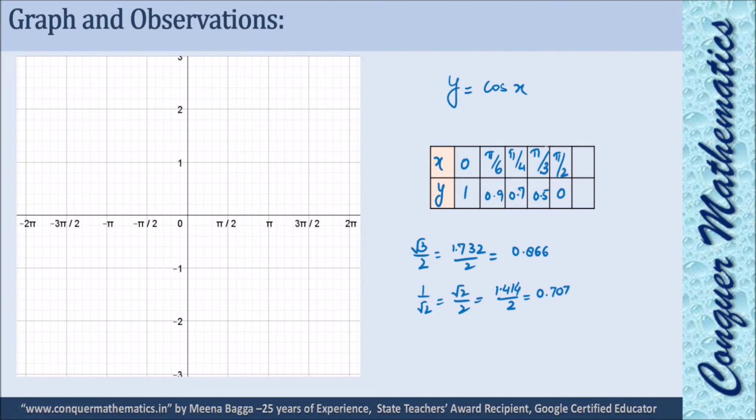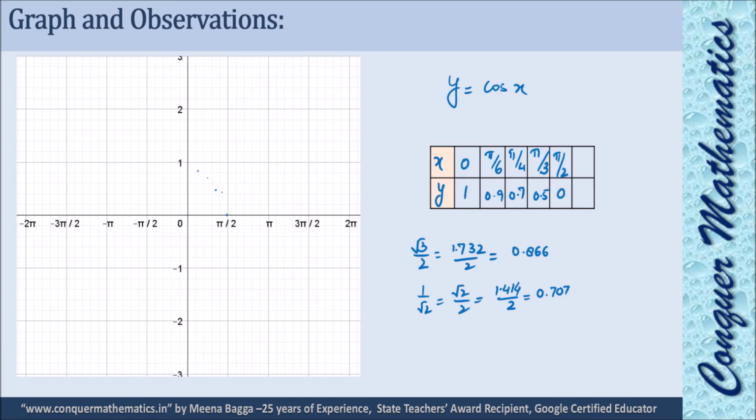And after pi by 2, you can take using allied angle. Let us just draw till now. At 0, it is 1. At pi by 6, that means 1/3 of this length. 1/3 of this length is approximately here. That means 0.9, approximately here. Pi by 4, that means middle of this. Pi by 4, it is approximately 0.7 here. Then pi by 3, it is approximately 0.5. Pi by 2, it will be 0.